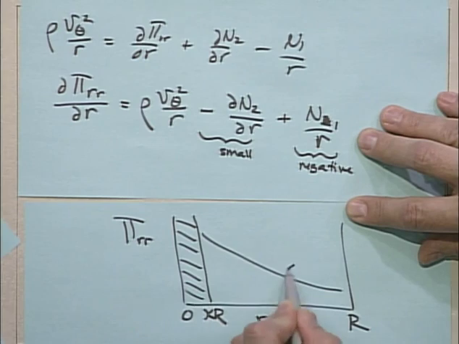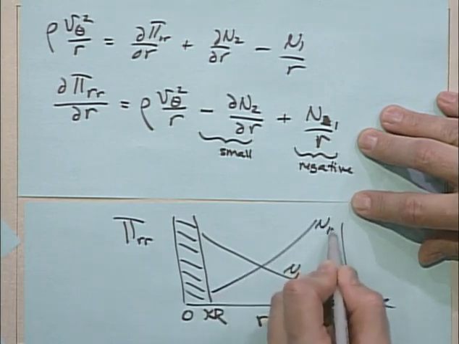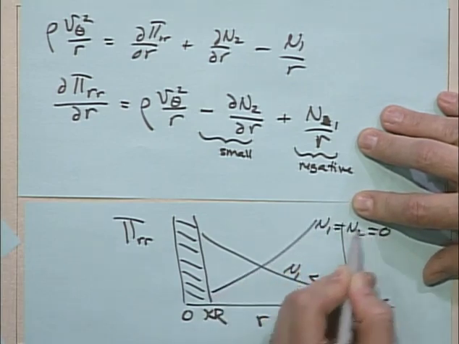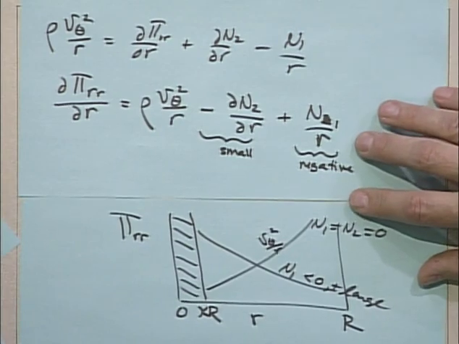Okay? So when N1 is negative and large, I get this. When N1 and N2 are both 0, I get the inertial effect. And it's positive.